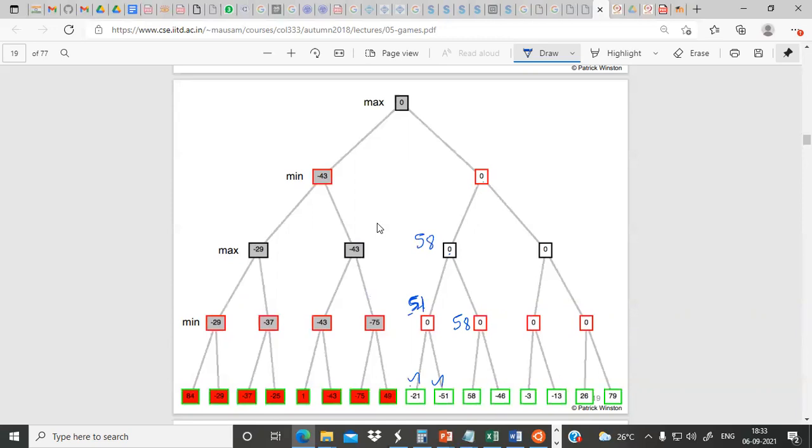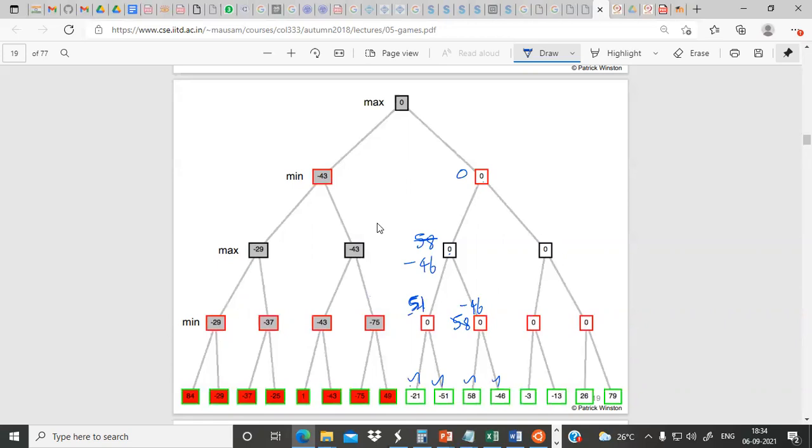Okay, what is min of 58 and 0? This will be 0. What is max of 58 and 0? It will be 0. After exploring minus 46, this will become minus 46 because that is the minimum, right? So this is max of minus 51 and minus 46. So which is max? Minus 46 is max. So this will become minus 46.